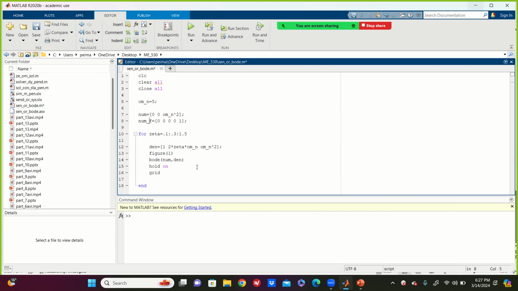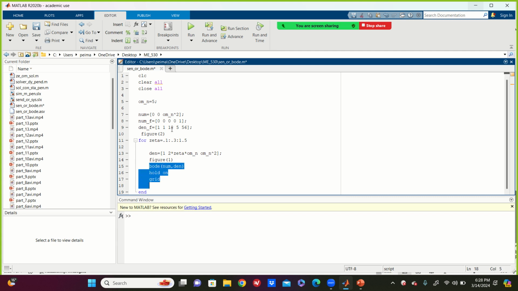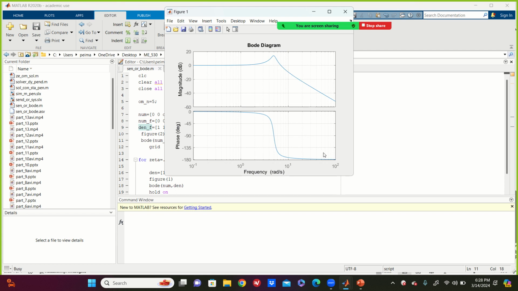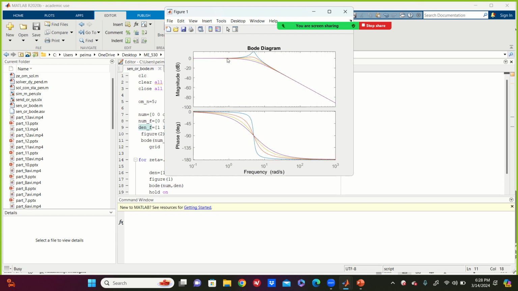Now, if you want a fourth order system, let me put this here. I'm gonna say figure 2. We don't need that. Okay, num 4 and den 4. There we go. This is figure 1.